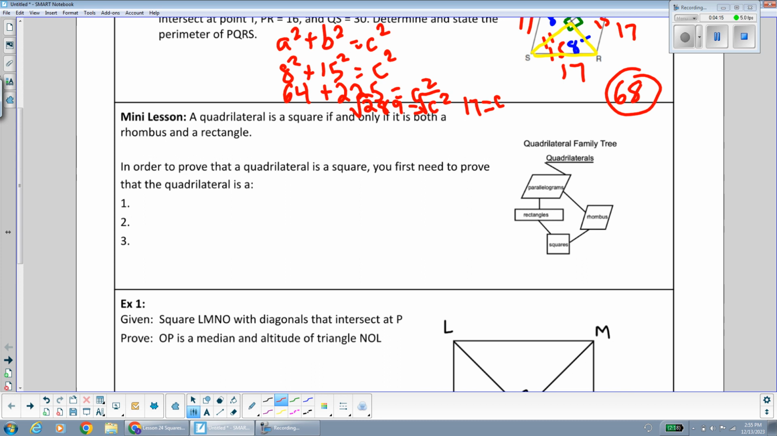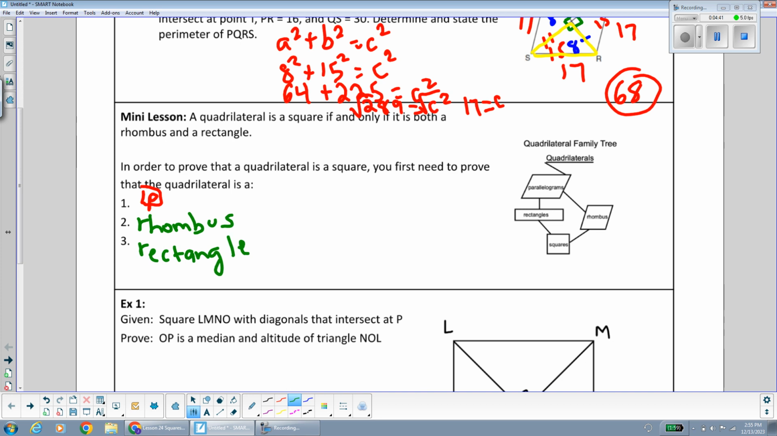As we spoke about briefly yesterday in class, a quadrilateral is a square if and only if it is both a rhombus and a rectangle. So in order to prove that we have a square, the very first thing we need to prove is that we have a parallelogram. And then beyond that, we need to prove that it has a rhombus property and a rectangle property. And then we'll know for sure that we have a square.